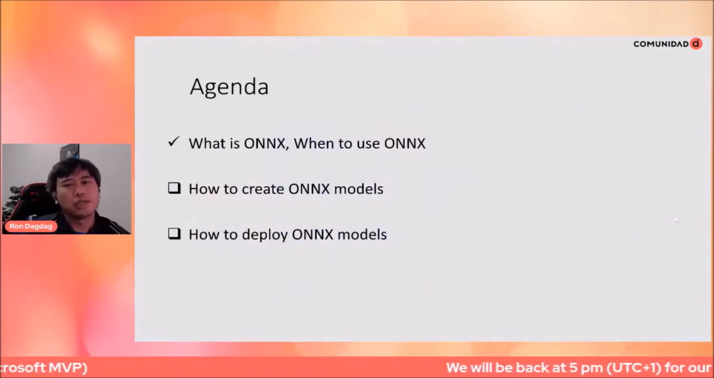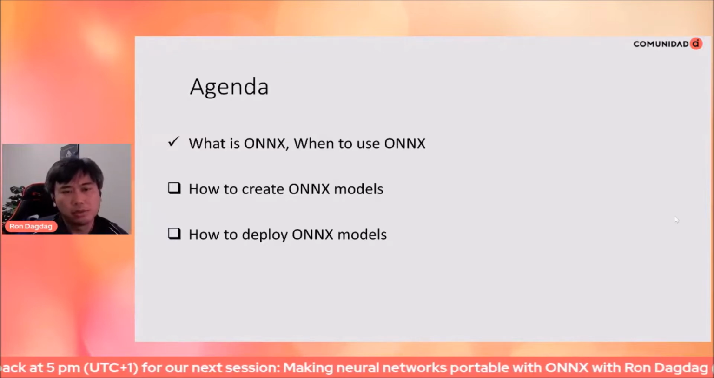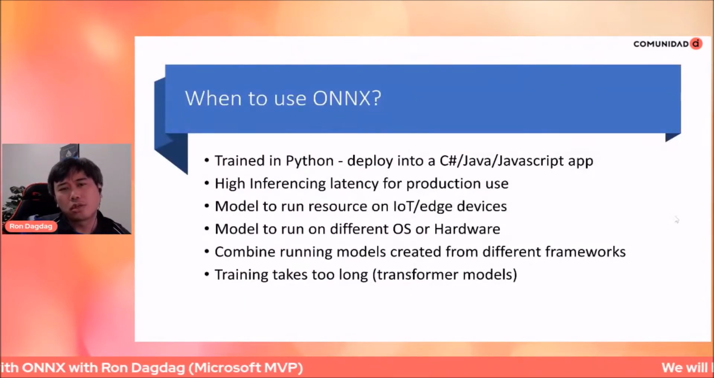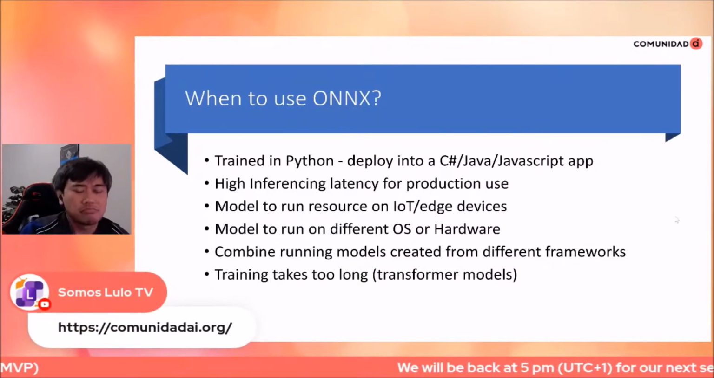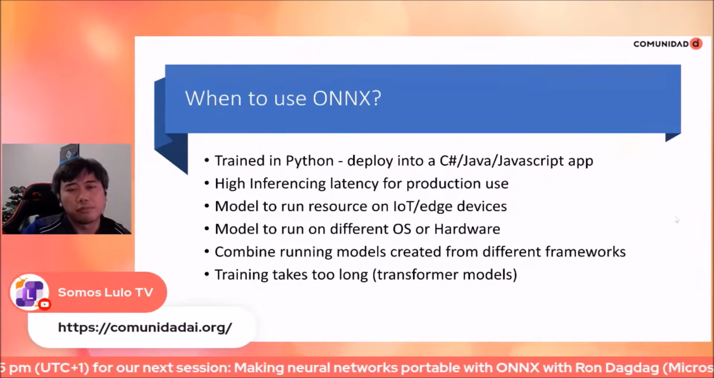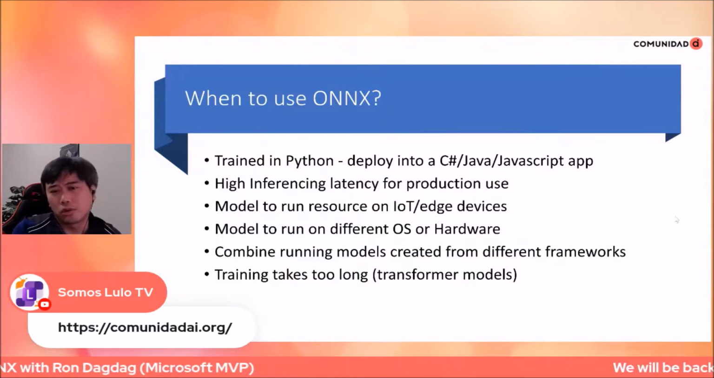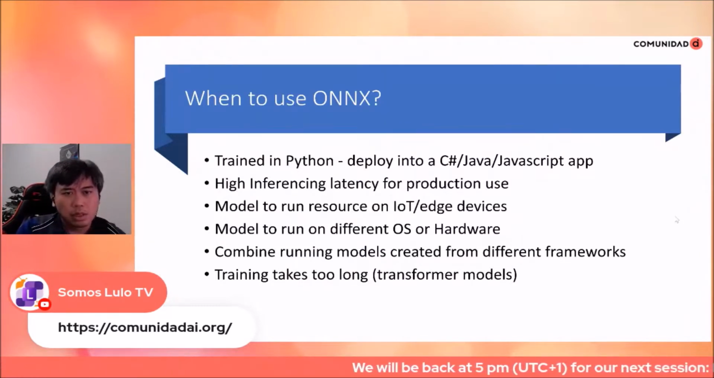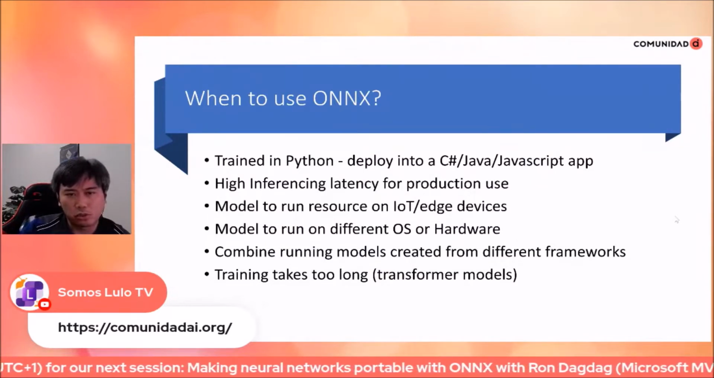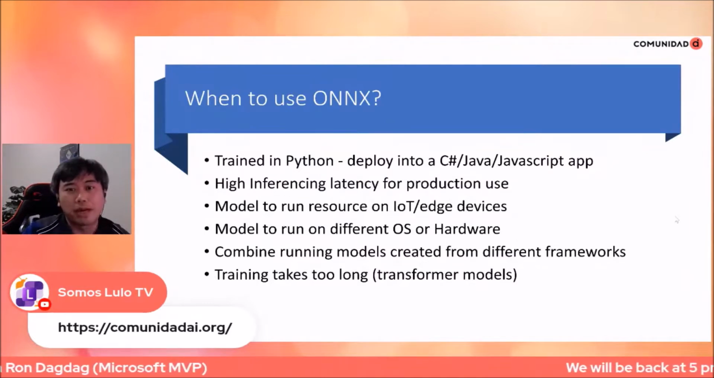Now that we did talk about what is ONNX, I will talk about when should you use ONNX, and then later on how to create an ONNX model, and then how you can deploy ONNX models. So when should you use ONNX? When you have something that is typically trained in Python, because a lot of those machine learning frameworks are targeted to run in Python. And then now you want to incorporate it into your application, like deploy it with your C# or Java or JavaScript application. Another one is when you need something that needs low inferencing latency for production use. So you want something really fast, and it makes sense to have something that's very optimized for that device.